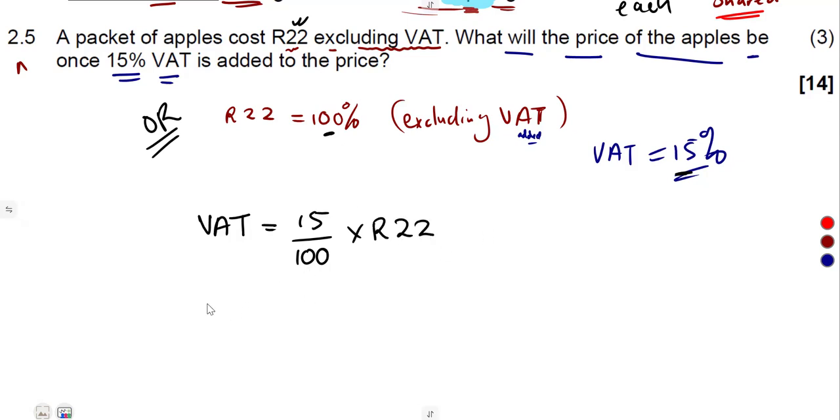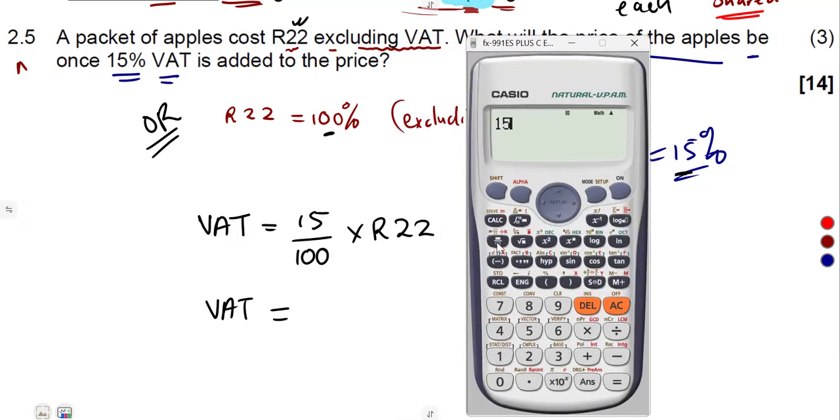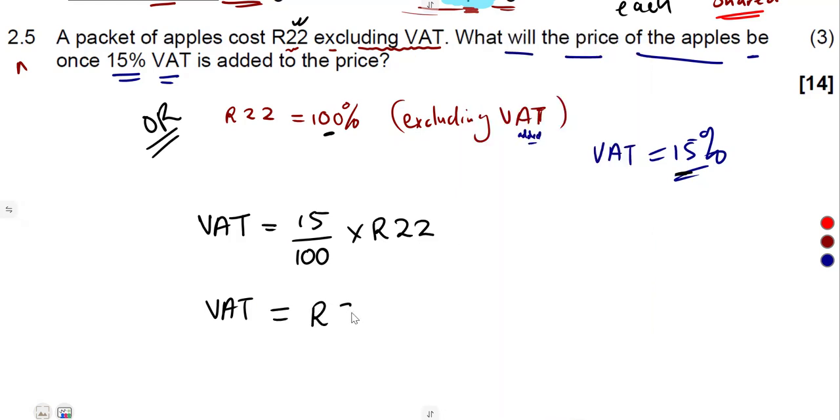We want to calculate the VAT. What is the exact VAT that is going to the government? So this is 15 over 100 times 22. This is going to give us 3,3. So we are saying that 3,3, which is 3,30 rand, is to be added. It's a value added tax. It is to be added to what we are having originally.